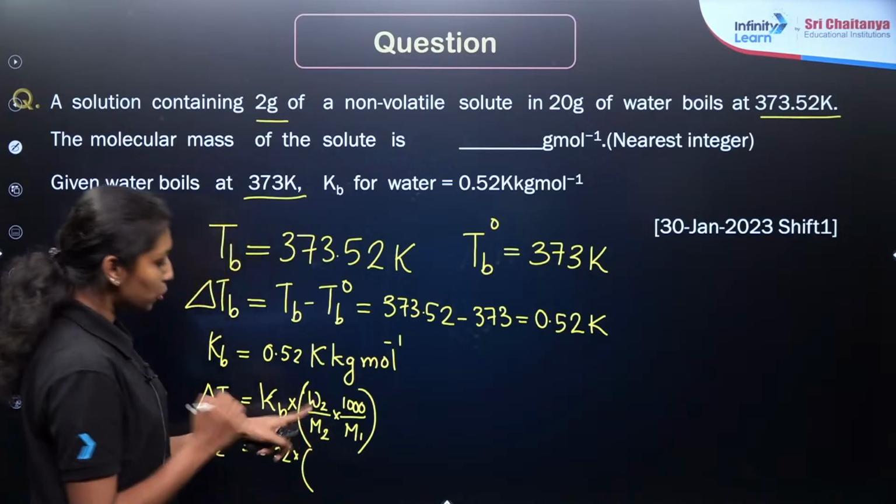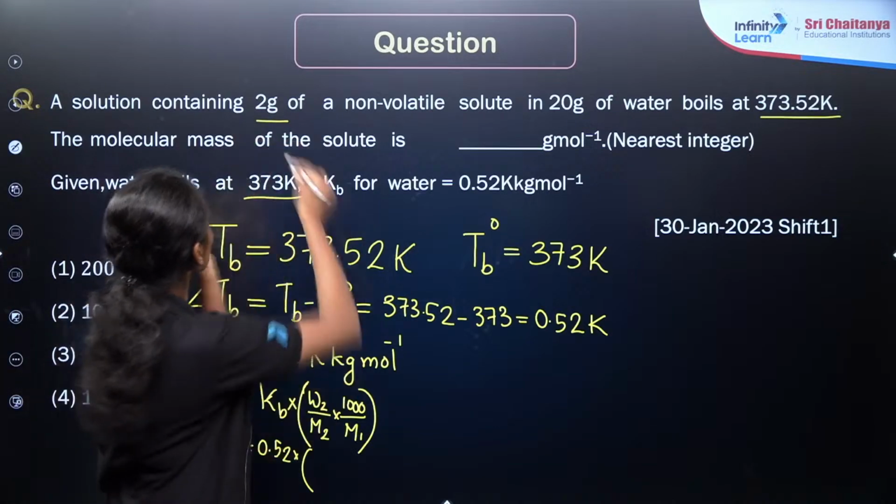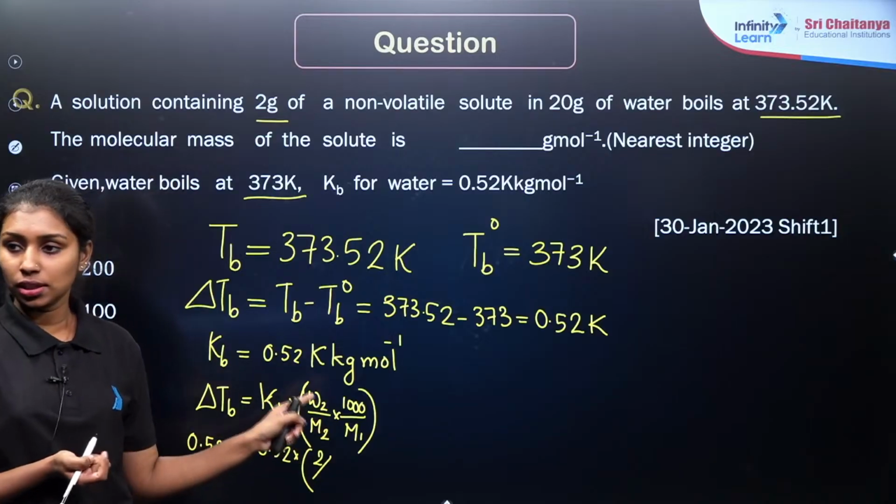Then KB is equal to 0.52 again. Then what is the value of W2? W2 means the given mass of the solute, which is given as 2 gram, right? 2 divided by M2, we need to calculate here according to the question.